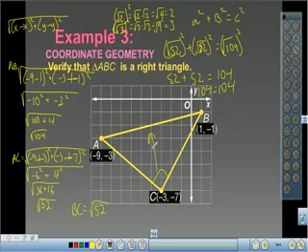Okay. Now here's why. You've got to use the Pythagorean theorem. What's bigger? 104, 52, or 52? So which side has to be our hypotenuse? AB, AC, or BC? AB has to be our hypotenuse. Okay. So we can talk about the Pythagorean theorem.